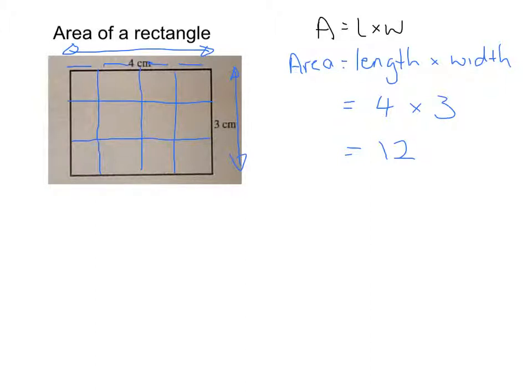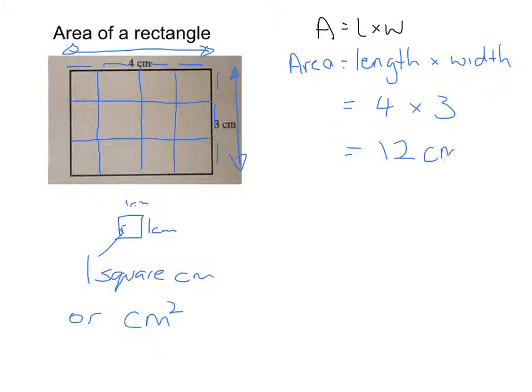Similarly, for the width, we've got 1 centimetre here, 1 centimetre here, 1 centimetre here, which is the 3 for that. If we count these all up, you'll see that there are 12. And each one of these is a square which has a 1 centimetre side length. So the area of that is 1 square centimetre, or we write it as centimetres squared, square centimetres that way. So in the example here, we'll end up with a total of 12 centimetres squared, or 12 square centimetres.